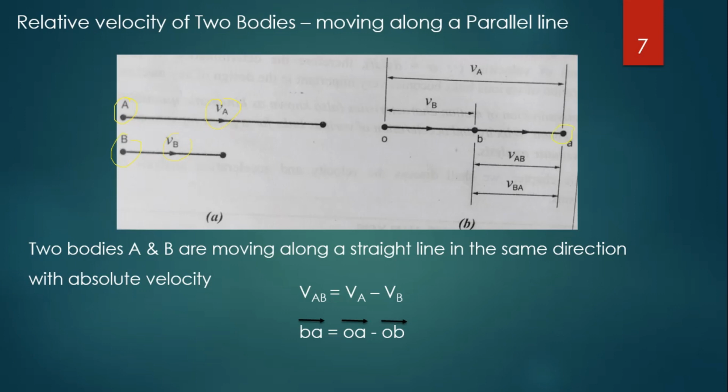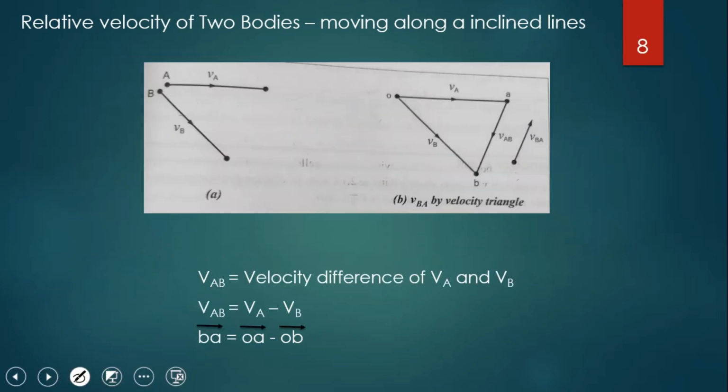Then the relative velocity of A with respect to B is given by VAB, the velocity of A with respect to B. So VAB is equal to VA minus VB. The velocity of AB is equal to the velocity of BA in the opposite direction, so the velocity of A with respect to B and the velocity of B with respect to A. Similarly, the relative velocity of two bodies moving along an inclined line.